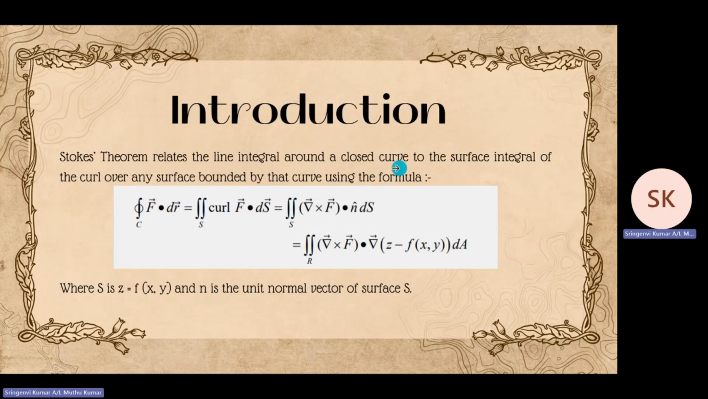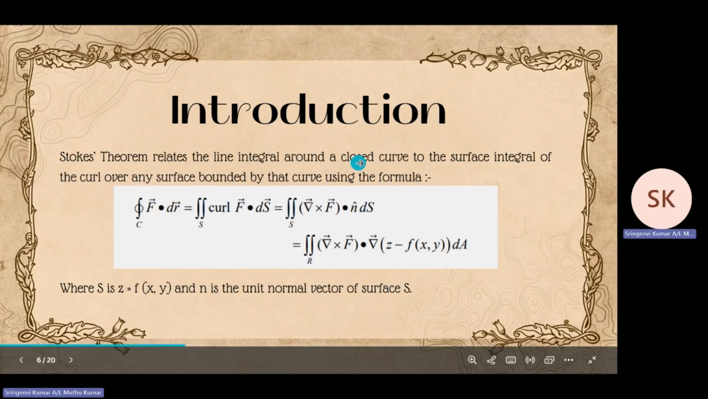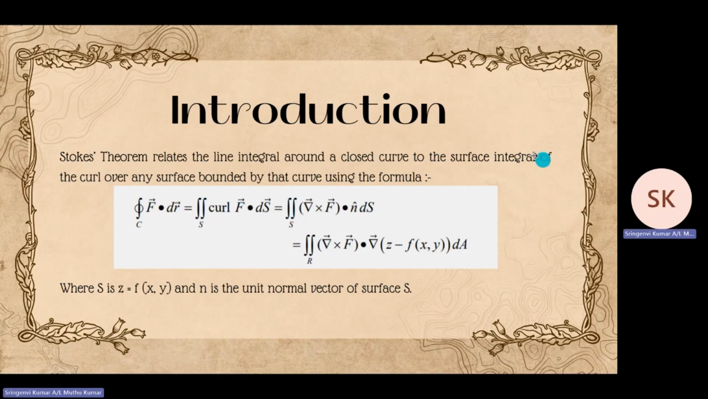What is Stokes Theorem? Stokes theorem relates the line integral around a closed curve, which can be a loop, a circle, a heart, a flower, as long as the two ends meet and form a loop, to the surface integral of the curl over any surface bounded by the curve using the formula. So what this means is that when our curve forms a loop, it will then form a surface. For example, a circle, when it's completed, it will form maybe a donut, something like that.